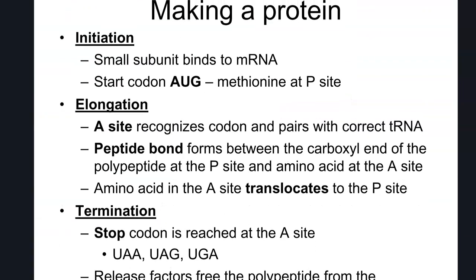So, three steps, just like transcription. You have initiation, which is the small ribosomal subunit binding to mRNA and the AUG. The elongation, that's where tRNA start coming in, peptide bond forms, and translocation is just simply movement of the molecules into the new P site from the A site. And then the stop is there are three codons. When it reaches any of these three codons, then there are release factors that come in and make the whole thing fall apart.